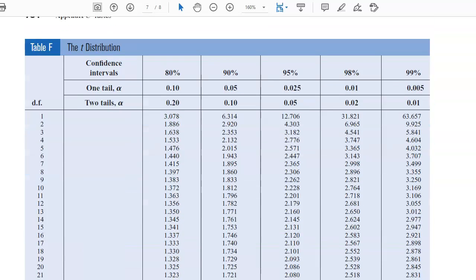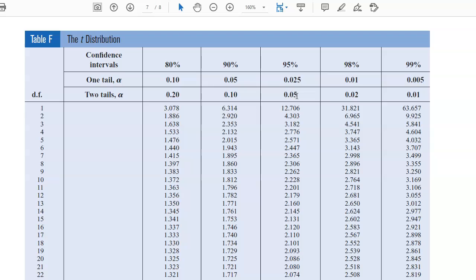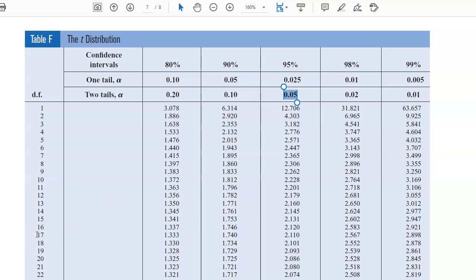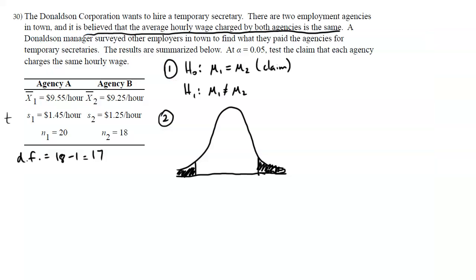T-test, two-tailed, alpha's 0.05, 17 degrees of freedom. Here's 17 right there. Two-tailed 0.05, so 2.11. So we've got 2.11 here and negative 2.11 there. Okay, perfect. So we've got our critical values. Step 3. Let's calculate this test value.